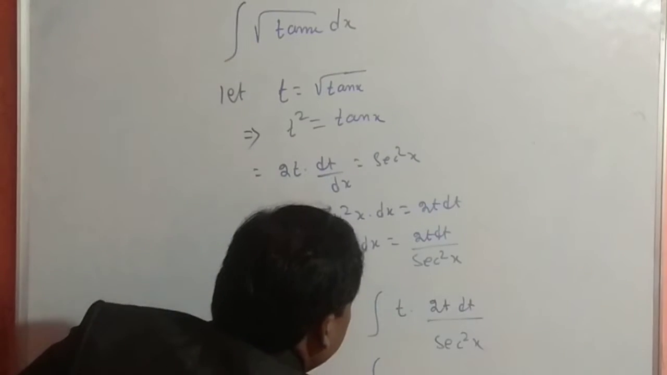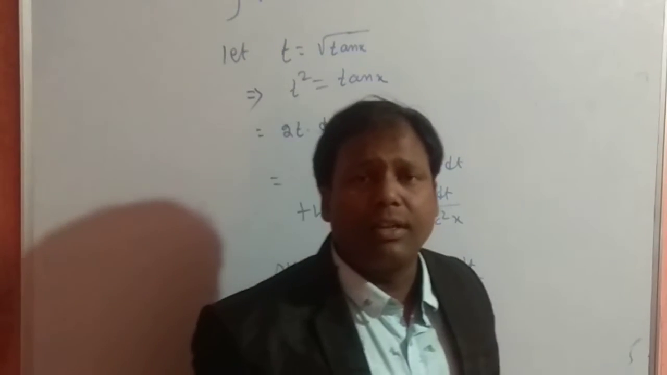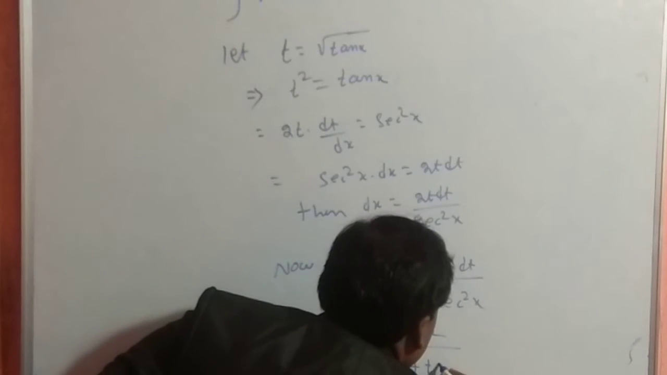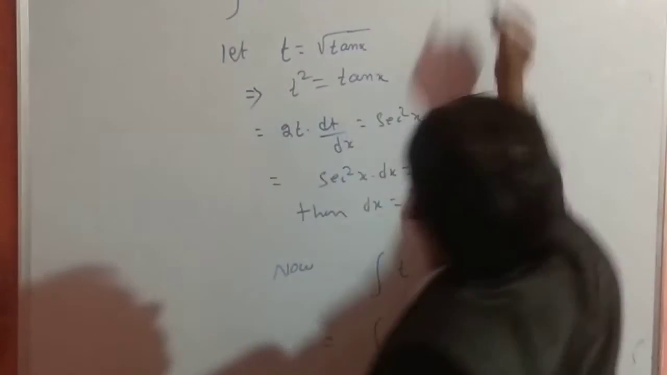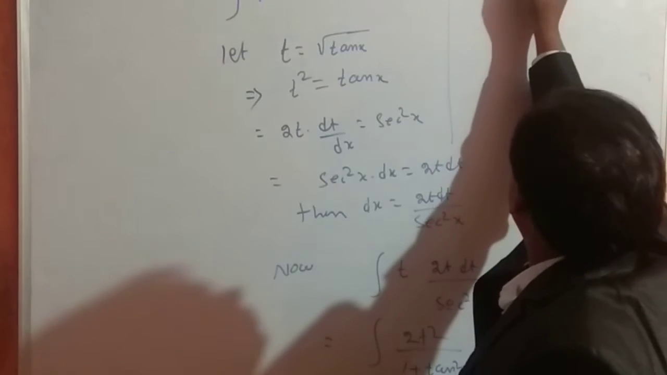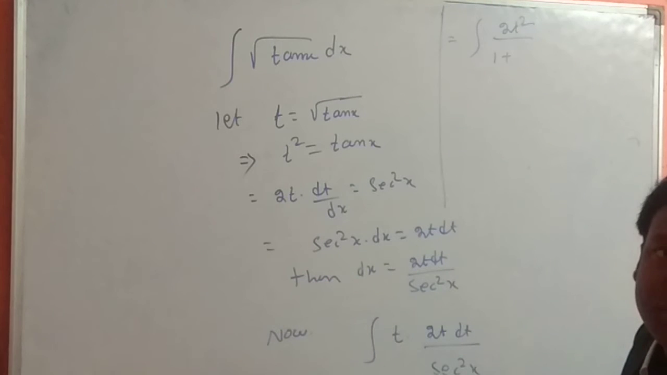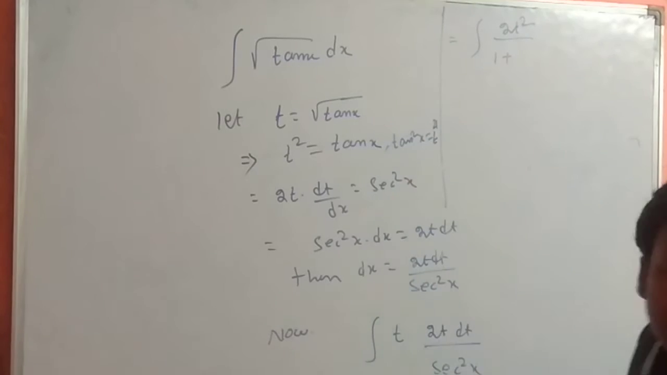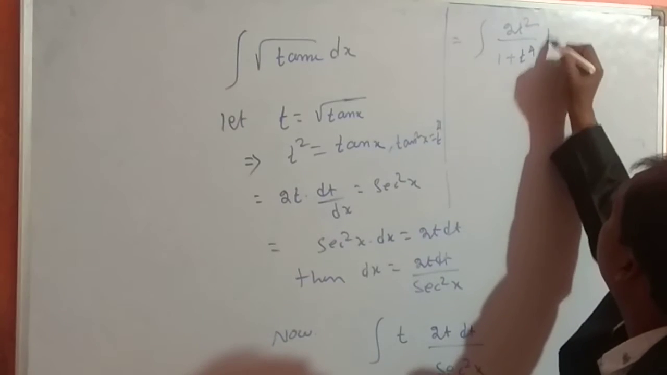Then integration of this is 2t square divided by sec square x. We know that sec square x minus tan square x is equal to 1, then sec square x is equal to 1 plus tan square x. Already we have dt. Again integration of 2t square by 1 plus tan square x. There is still an x form, so it is necessary to convert to t functions. Tan square x is equal to, squaring again, t fourth. Then 1 plus tan square x is 1 plus t fourth, dt.